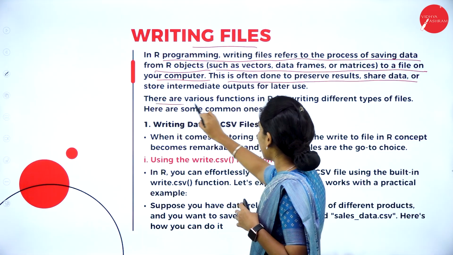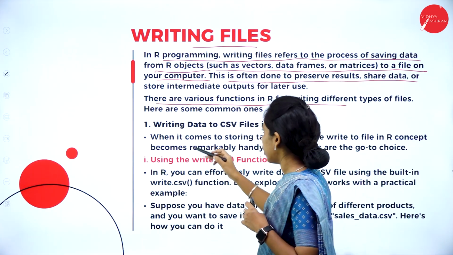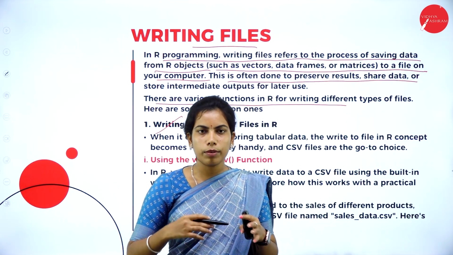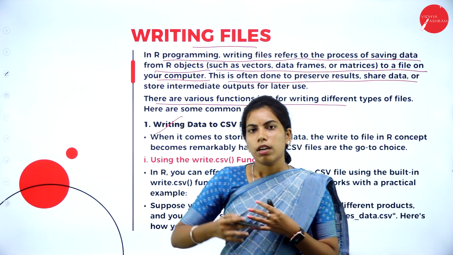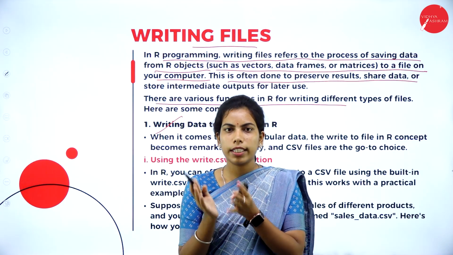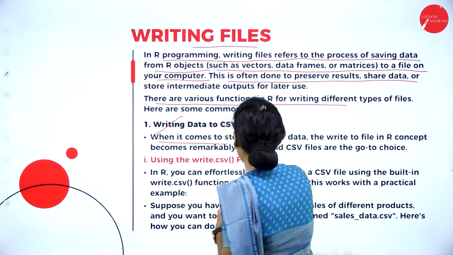So here you can see there are various functions provided by R. So let's see them one by one. The first one is writing data to CSV files. Writing data to CSV files means we have to write the data. So before going to print, we have to write the data and save the data. The data format will be stored in your system. So let's see how it is done.